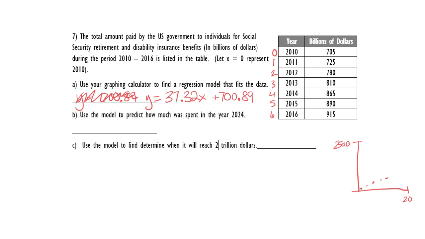That's the linear equation. It says use the model to predict how much was spent in the year. Mine says 2024. So for 2024, since I started at 2010, my value is a 14, but yours would be different. So do yours. I'm going to go to second trace. I'm going to go to value. And I'm going to type 14.